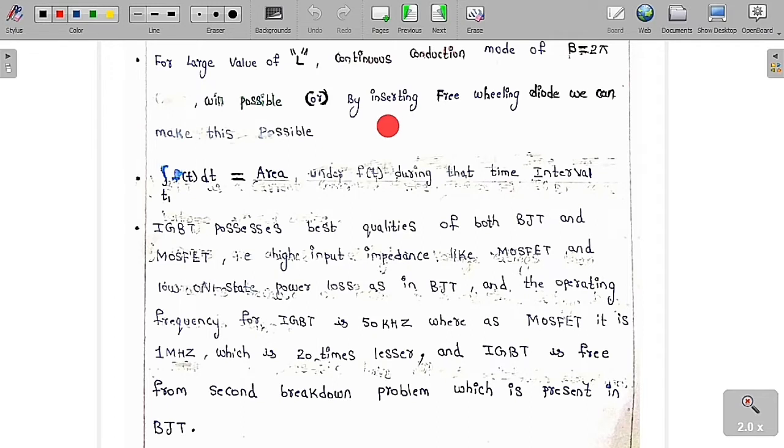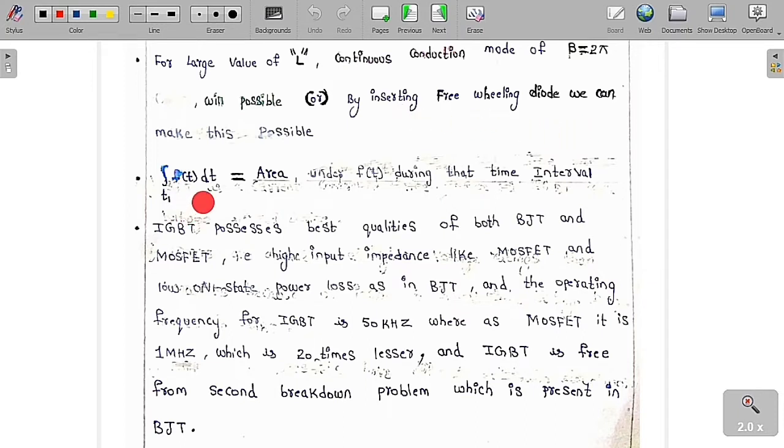So by either of these two methods, we can make continuous conduction possible, which is beta equal to 2 pi. Therefore, either you use a large value of inductance or you use a freewheeling diode. For a large value of L, continuous conduction mode of beta equal to 2 pi will be possible, or by inserting a freewheeling diode, we can make this possible.